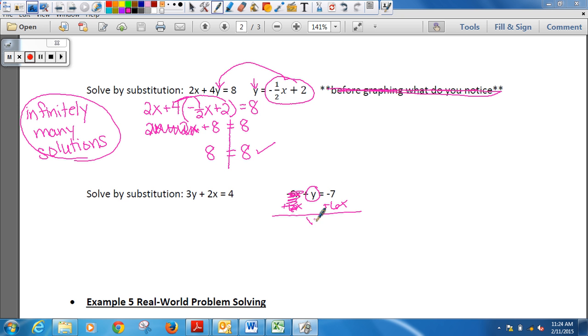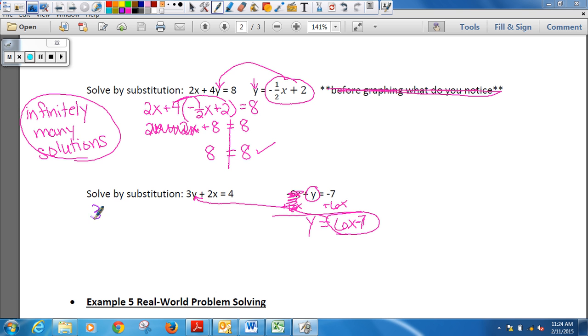And now my new equation is y equals 6x minus 7. I now have a variable by itself, so now I can use substitution. I'm going to take this part and I'm going to sub it into y in the other equation. When I sub it in for y, it's going to look like this.